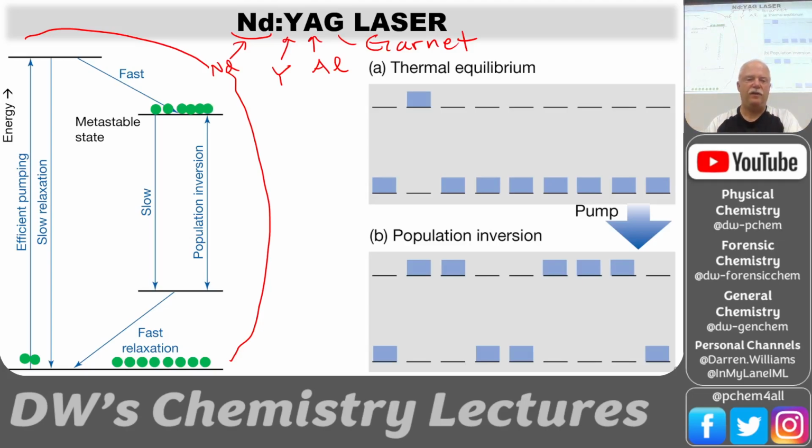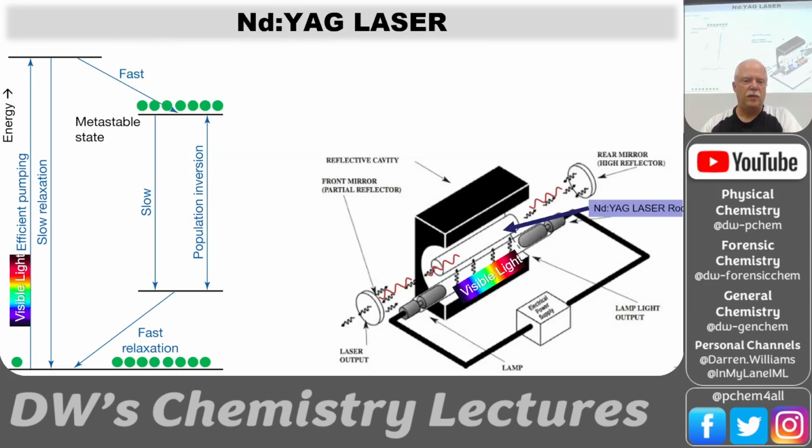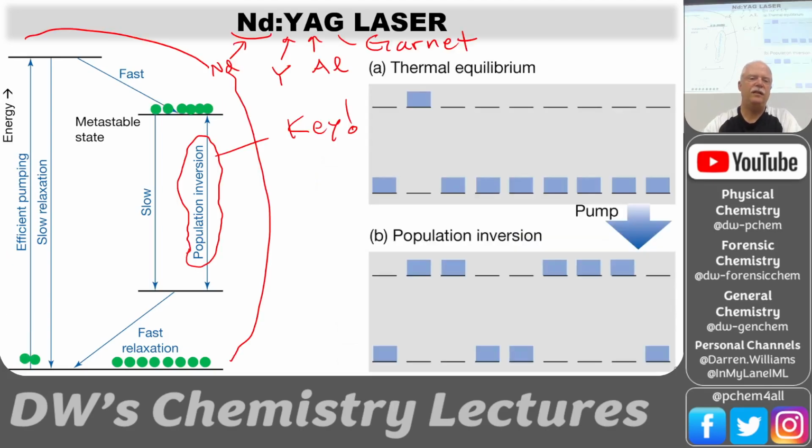And this is very important right here. You see this population inversion. That's the key to a laser. Because what happens is when this drops down to here, to this level, it emits a photon of light. Okay, and that causes this one to drop down at the same frequency and in phase.